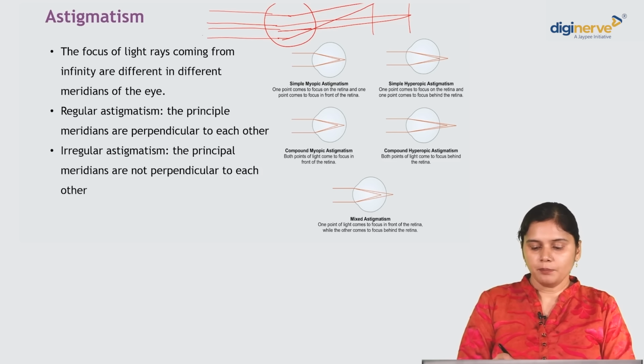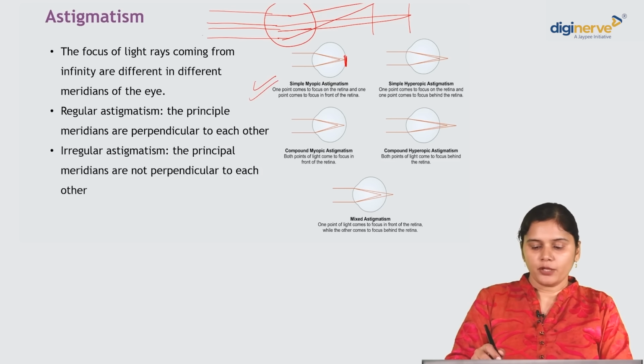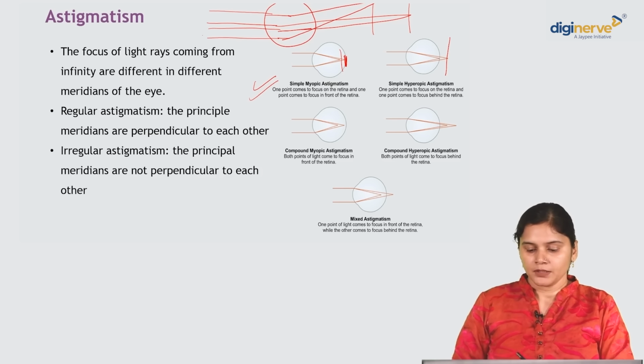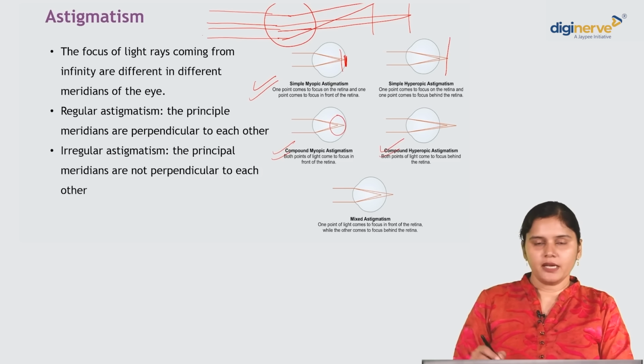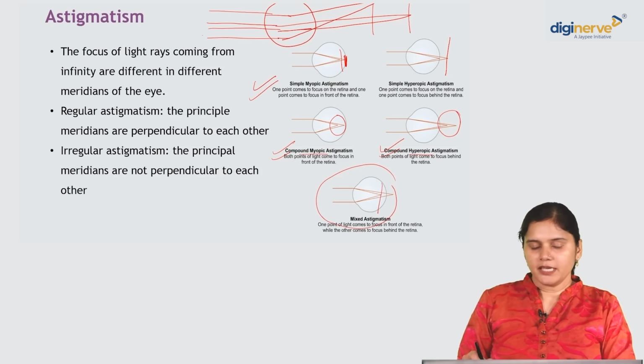It is called simple myopic astigmatism when one meridian of the cornea is focusing on the retina and the other one is focusing in front, and simple hyperopic when the other one is focusing behind. Compound myopic and compound hyperopic: when both the meridians are focusing ahead, it is called compound myopic. When both the meridians are focusing behind, it is called compound hyperopic.